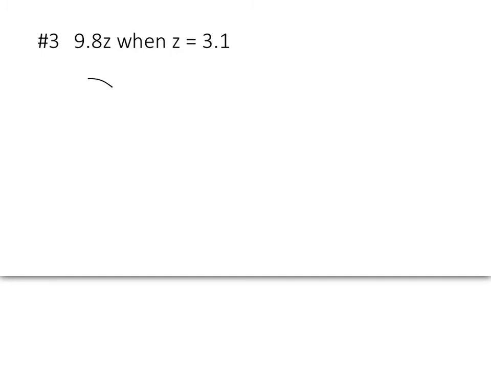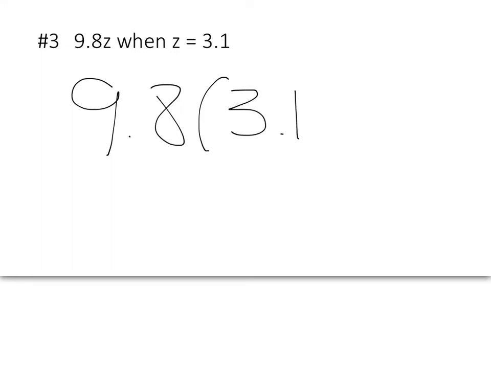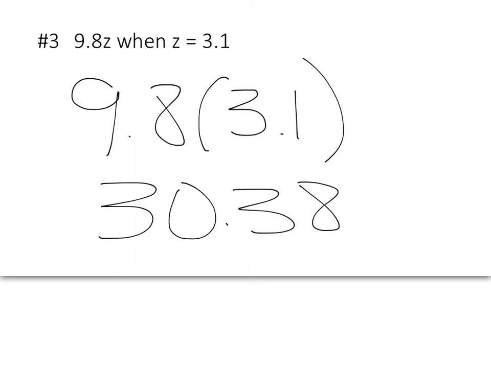So same situation. We have 9.8 times 3.1. So 9.8 times 3.1 is 30. Let me try that again. 30.38.